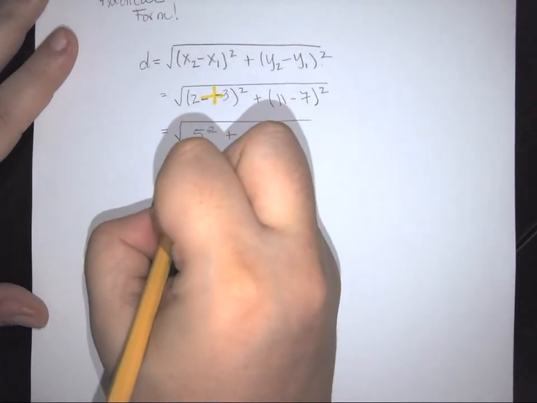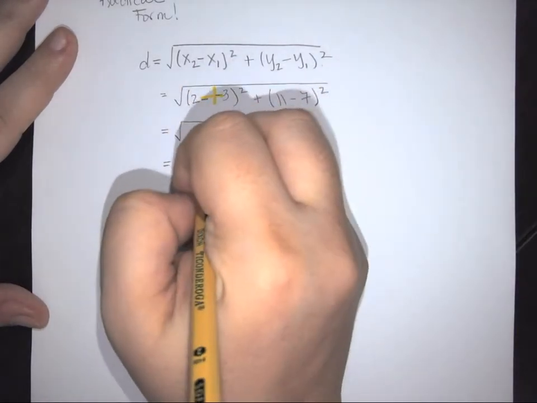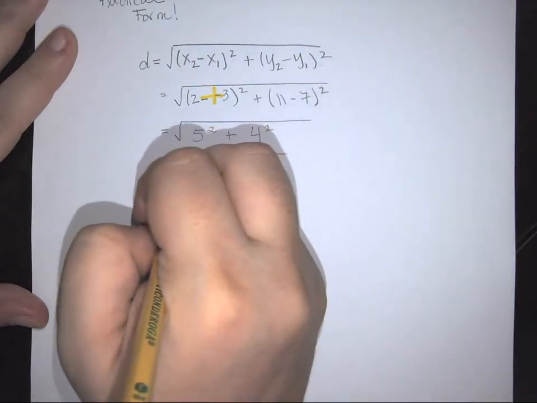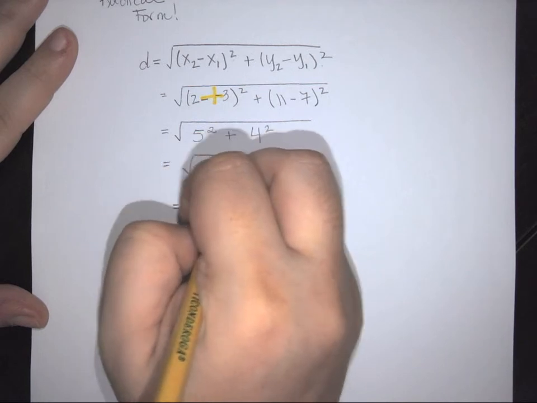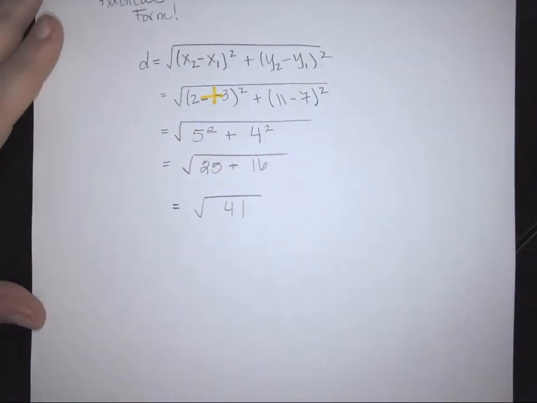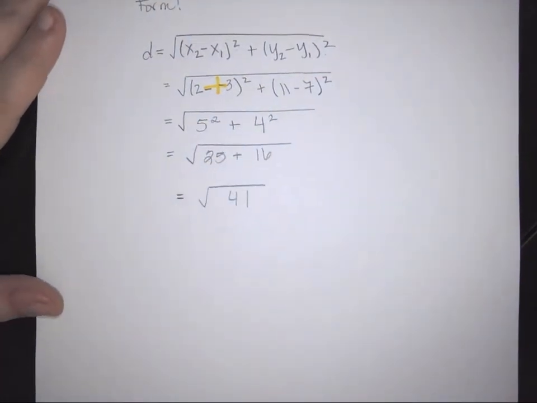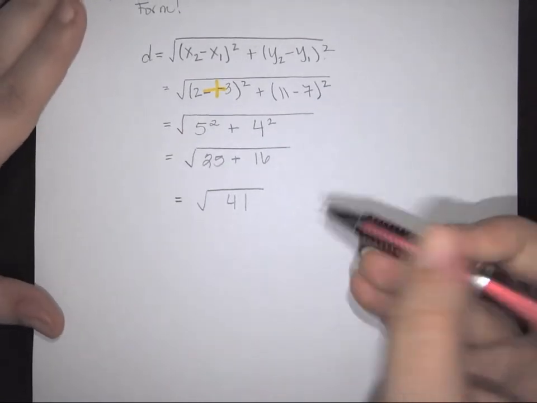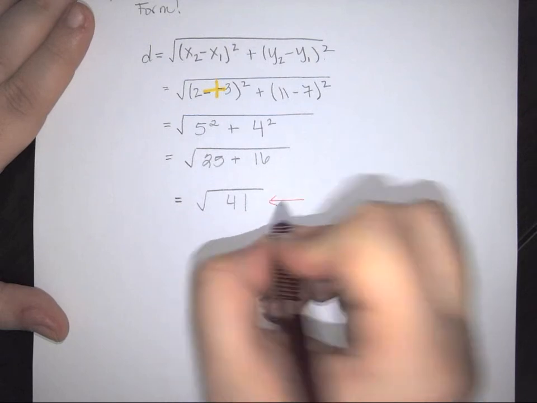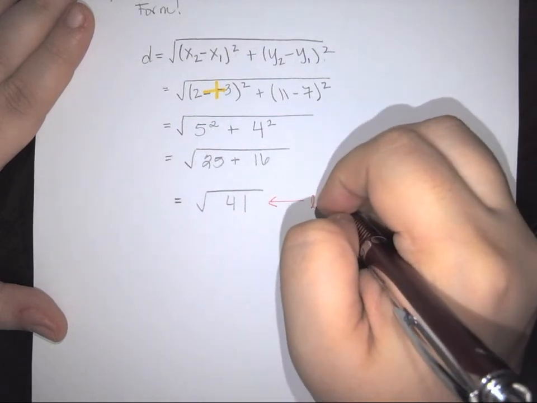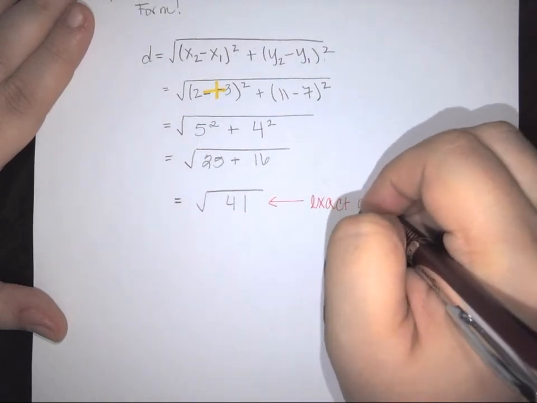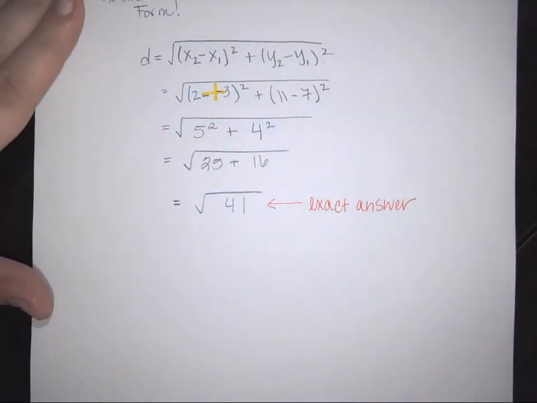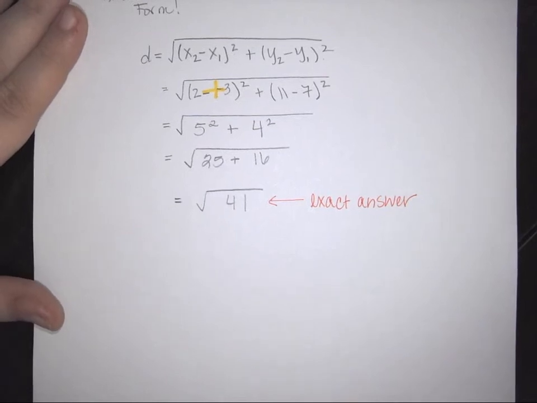If we simplify these, 5 squared is 25. 4 squared is 16. 25 and 16 gives you 41. Now 41 does not reduce. So when we're talking about our answers, this would be known as your exact answer. It is a radical reduced to its absolute lowest form.